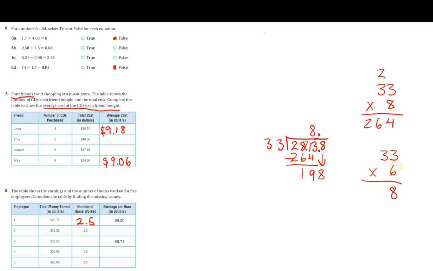3 times 6 is 18. 18 plus the 1 is 19. Yeah, that works out nicely. So that's going to be a 6, 198. 6 times 33 is 198. We did that work over here. Subtract gives us 0, nothing left to bring down. So how much money? $8.60.